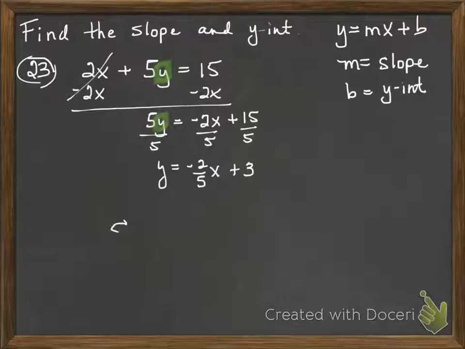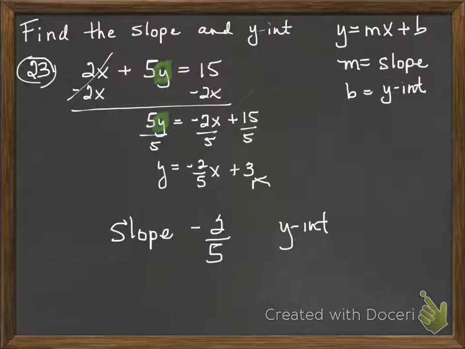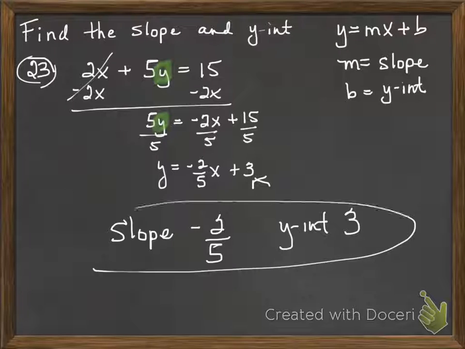So that means that my slope is the number in front of my x. So my slope would be negative 2/5. And my y-intercept, where the line crosses the y-axis, would be this number that doesn't have an x with it. That's called a constant number. And my y-intercept would be 3.